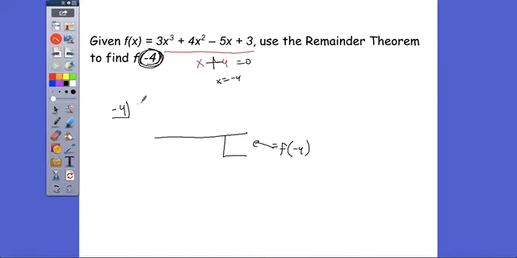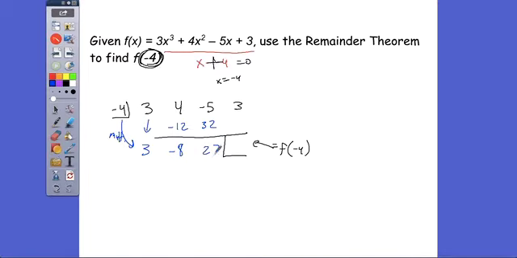All right, let's set it up. First is 3, then I've got 4, then negative 5, and then 3. First we bring down our leading coefficient. Now we multiply. Every time we write a number down here, we're going to multiply it by negative 4 and put the result across from it. So negative 4 times 3 is negative 12. Add those two together, we get negative 8. Negative 4 times negative 8 is positive 32. Add those two together, we get 27.